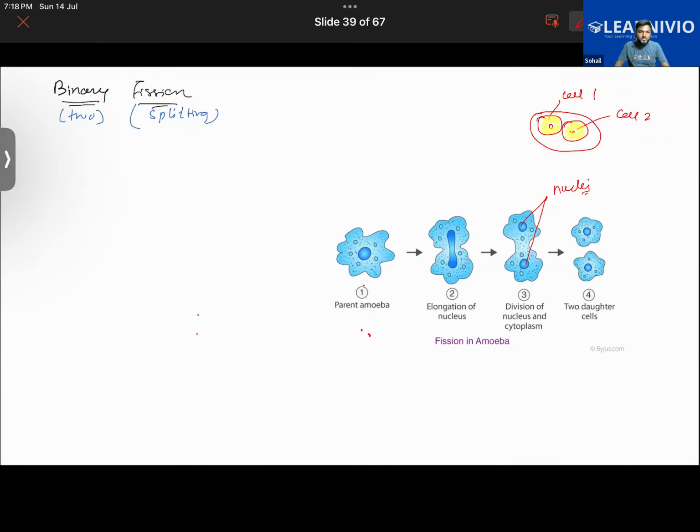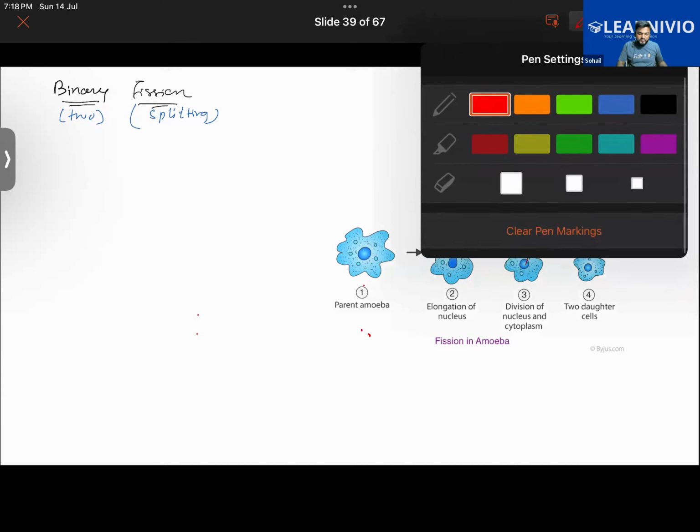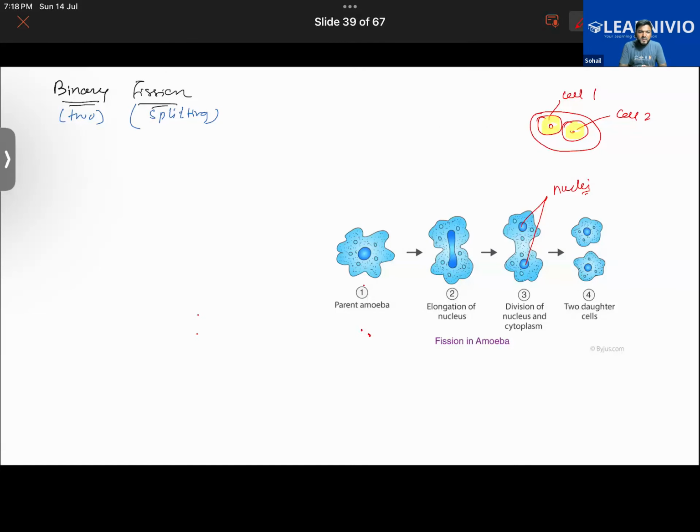Yes, sir. Okay. So that is the thing. Hope you guys have understood this concept, right? Also, another important thing is that here, after the replication is happening, the genetic material found in the body of this one and this one would be basically the same, right?